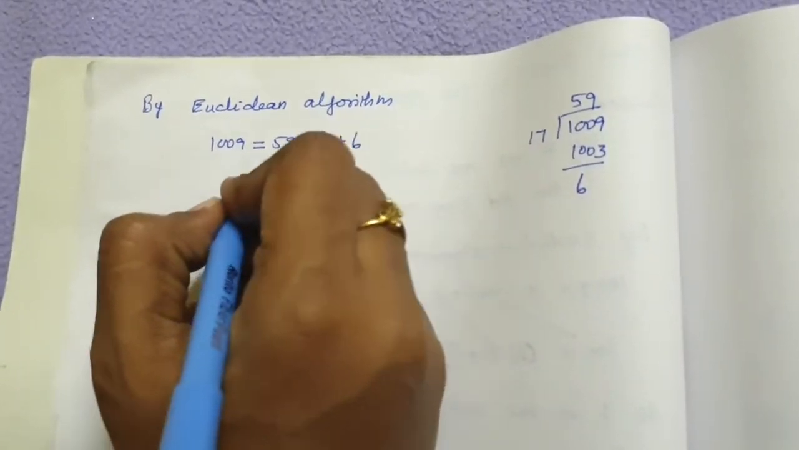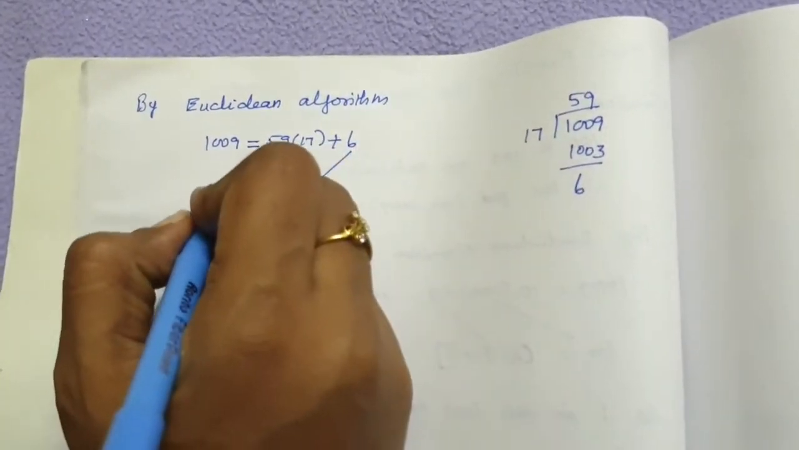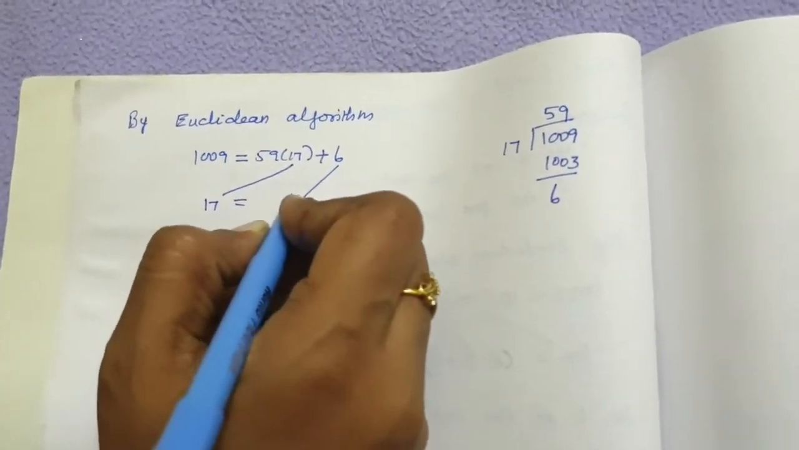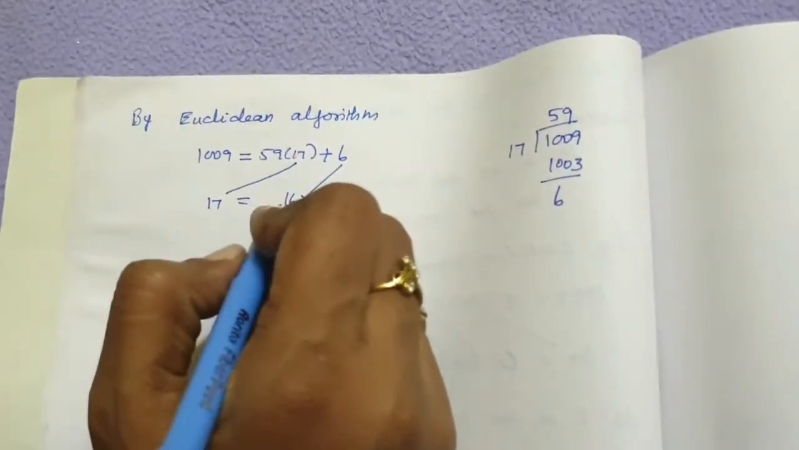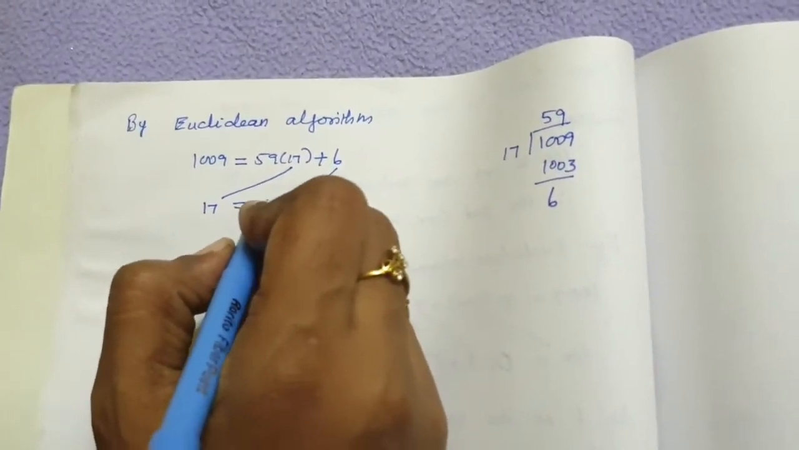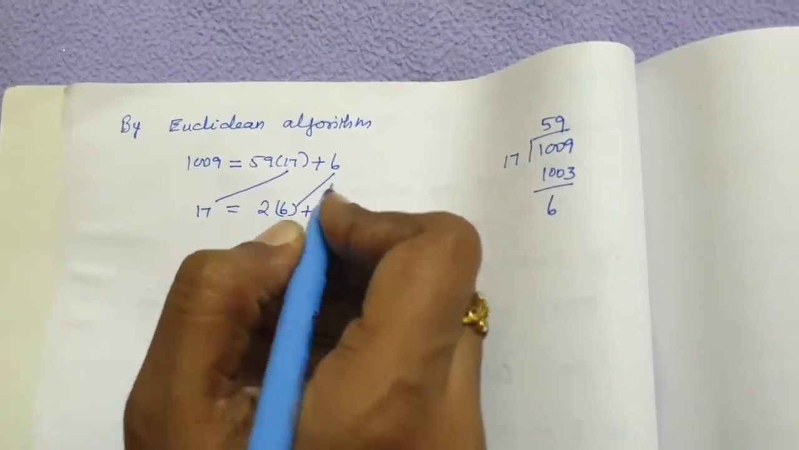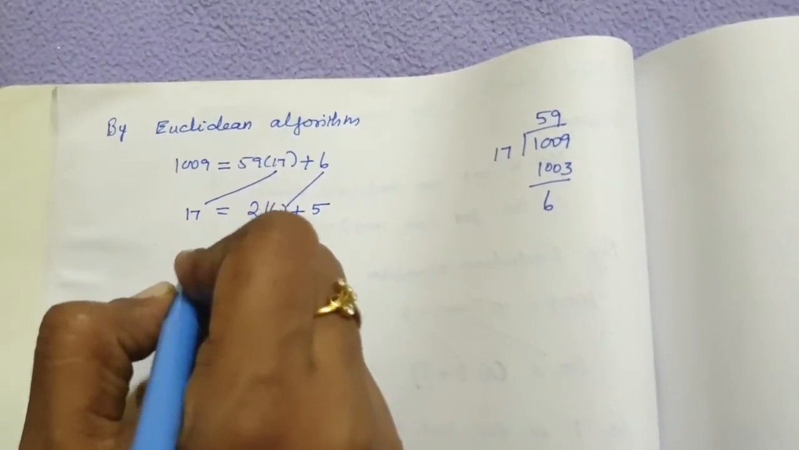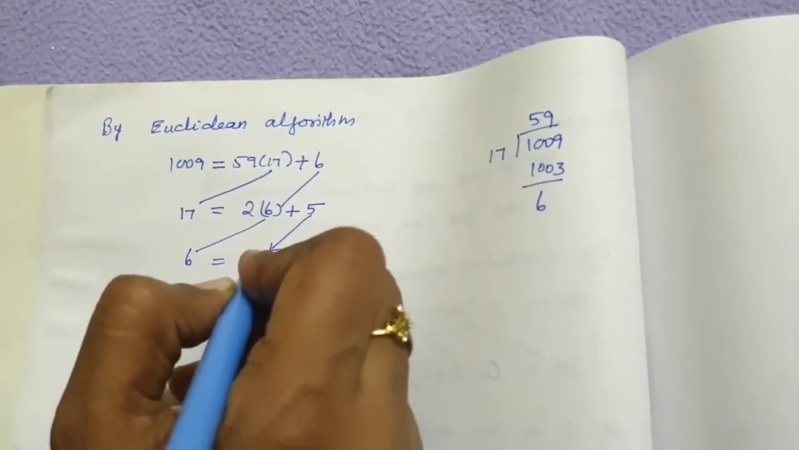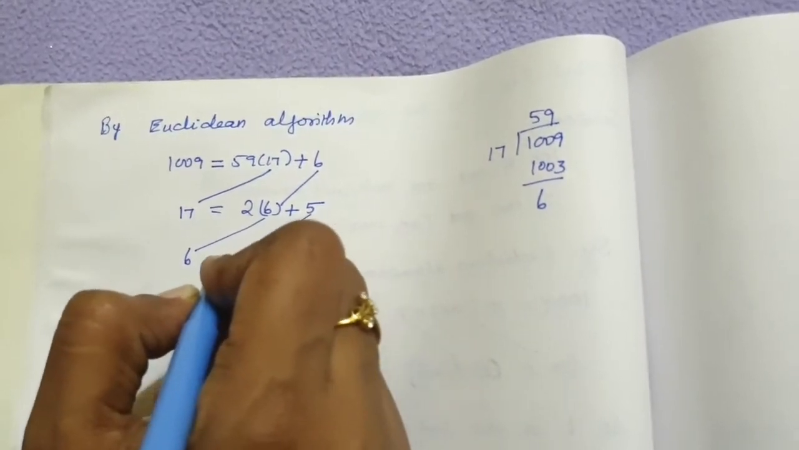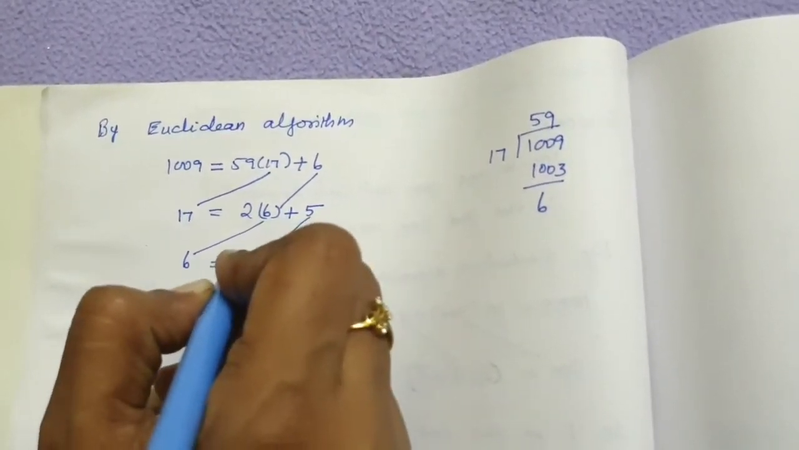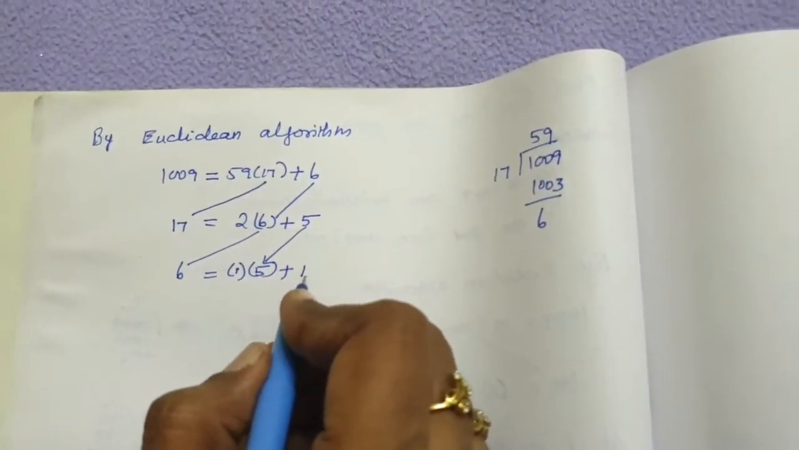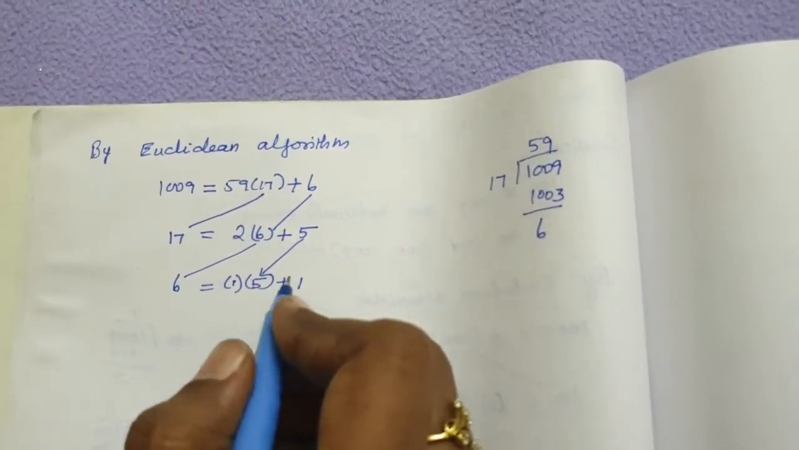Now when we move on to the second step, 17 is the dividend and 6 is the divisor. So 17 can be written as 2 times 6 plus 5. In the third step, 6 is the dividend and 5 is the divisor. So 6 can be written as 1 times 5 plus 1. Once we reach 1, we stop the Euclidean algorithm.